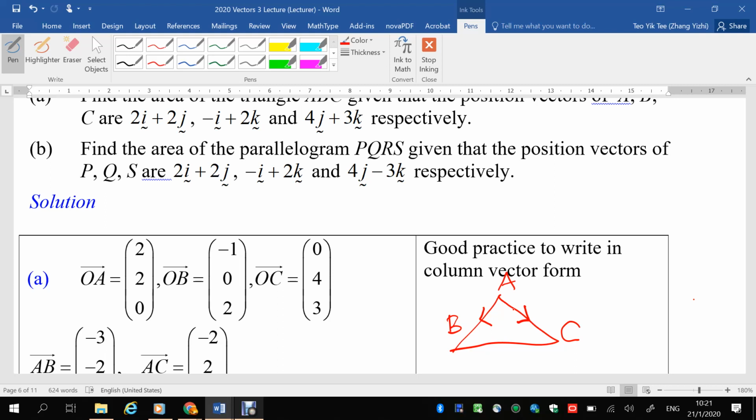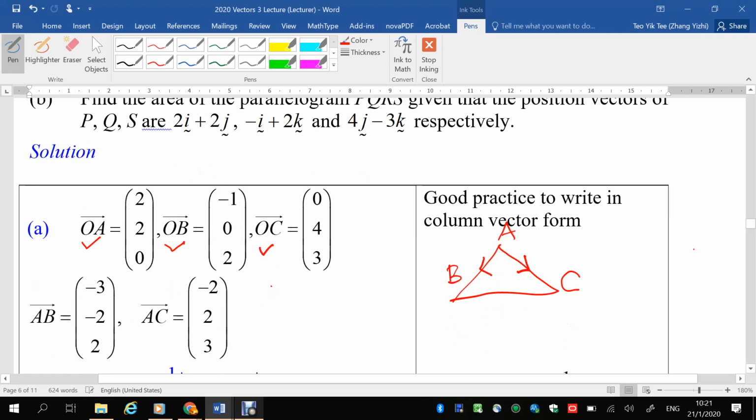If I know what OA, OB and OC are, find AB and AC via your vector addition and subtraction. So what is AB? From your chapter 1, AB is OB minus OA. Similarly, AC is OC minus OA. All these things I fast forward, I just give you the answer. So what to do next?